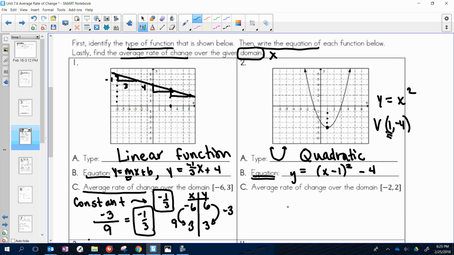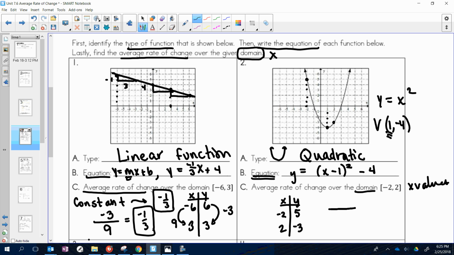Okay, we're looking for the average rate of change. So I'm going to make a little table with these values that they gave me. They gave me the domain, which is the x values. And we're going to put the negative 2 and the 2 in the table. Find the y values and look at our graph. At negative 2, the graph is up at 1, 2, 3, my pen stopped working, 4, 5. And at 2, my graph is at negative 3.